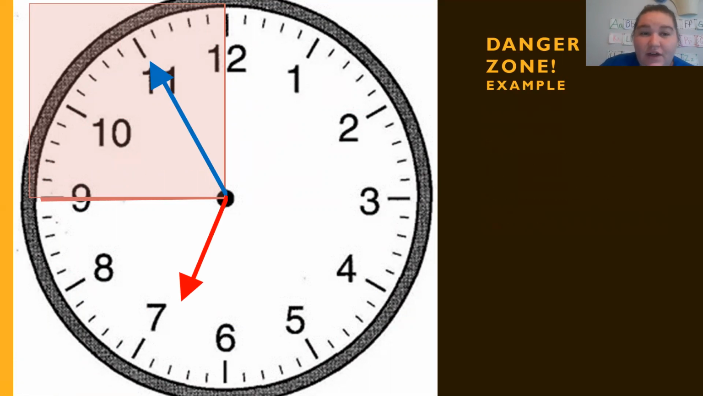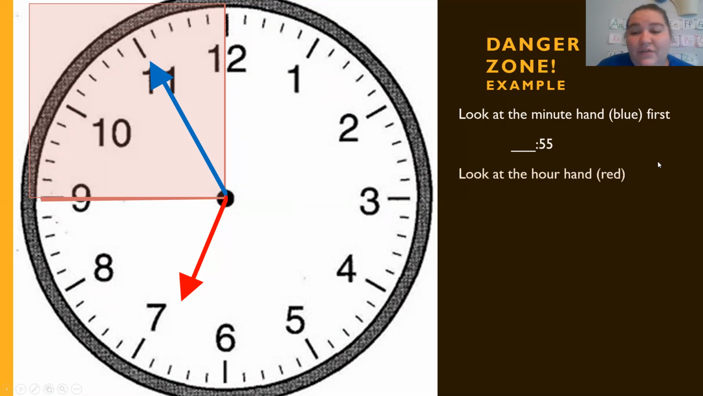Here we go. Let's look. Look at the minute hand first. Always look at the minute hand. All right. It's at what? 5, 10, 15, 20, 25, 30, 35, 40, 45, 50, 55. Pointing at 55. So I put 55 in my minute section and I left my hour blank. Now look at the hour hand. It's the red one.